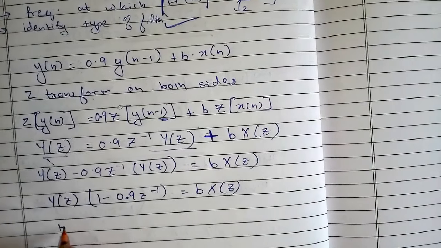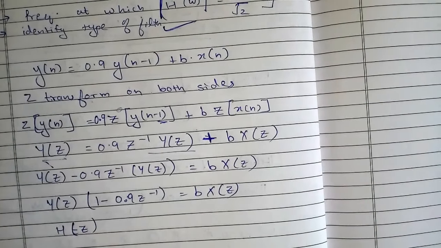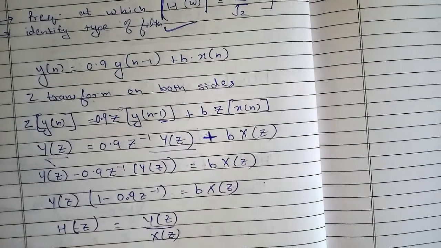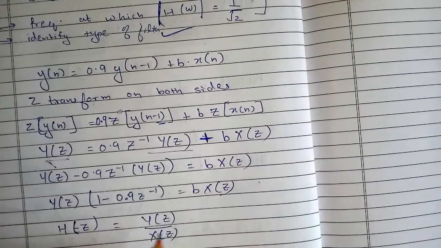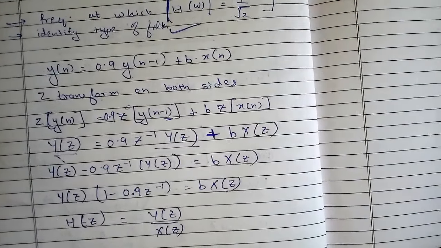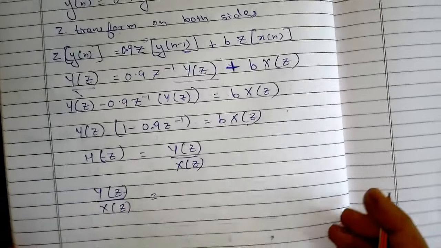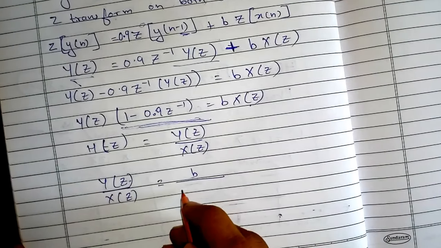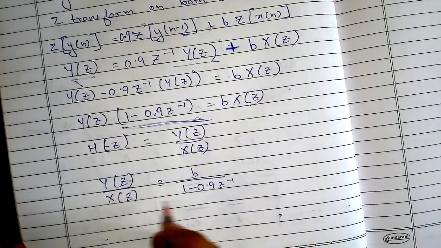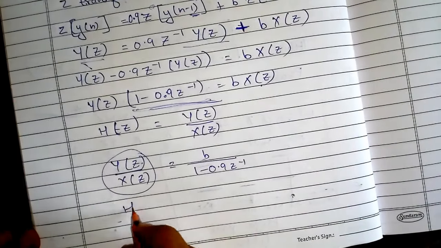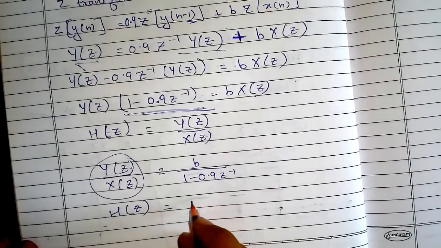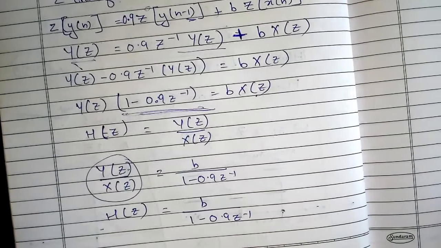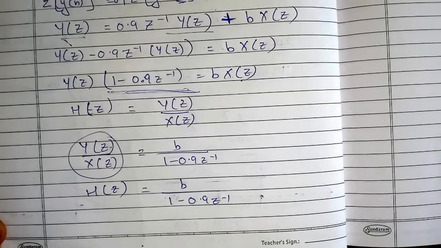Now my h of z, that was what we intended to find. My h of z is nothing but y of z upon x of z. So here is y of z, here is x of z. What I can do, just bring x of z in the denominator and take this whole expression in the denominator there. So I will have b upon 1 minus 0.9 z inverse. Now this is nothing but my h of z equals b by 1 minus 0.9 z inverse.